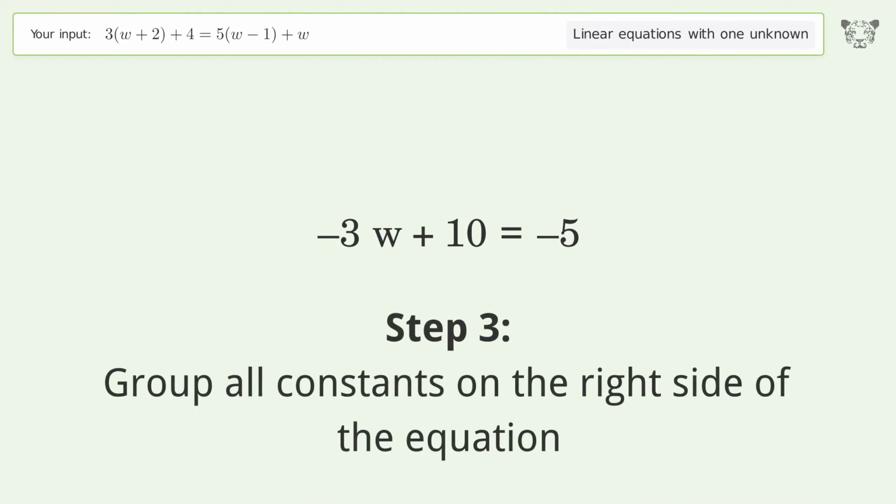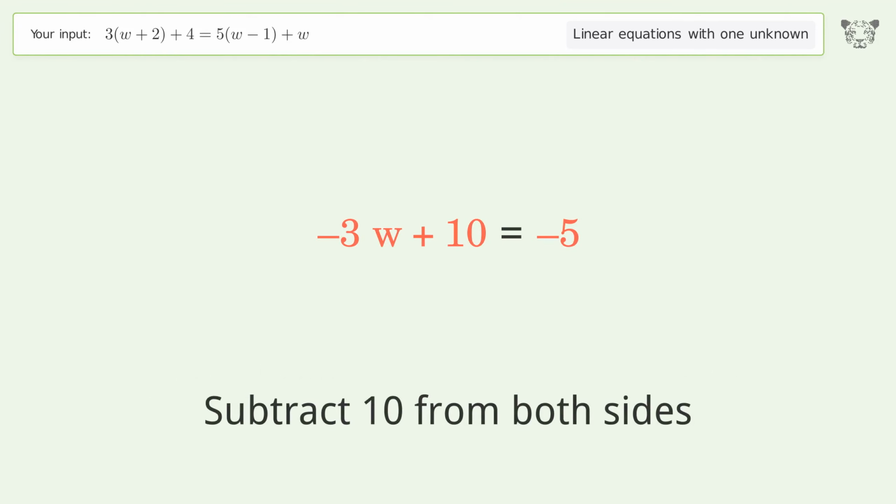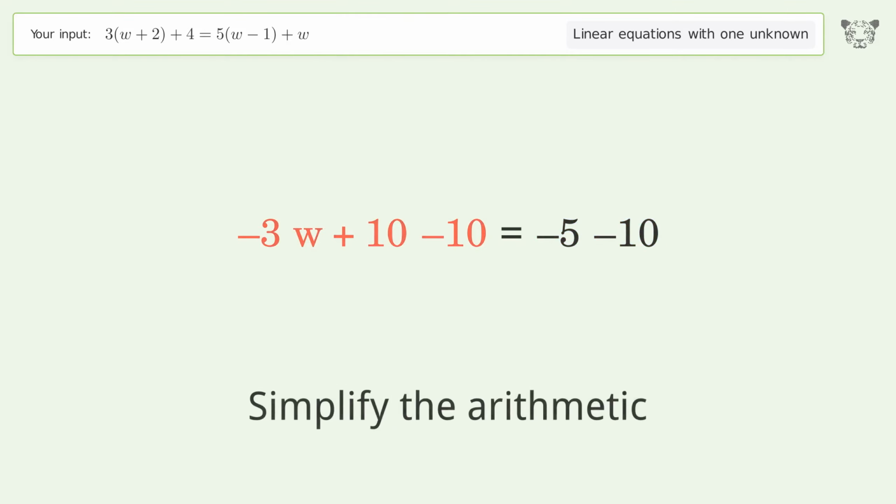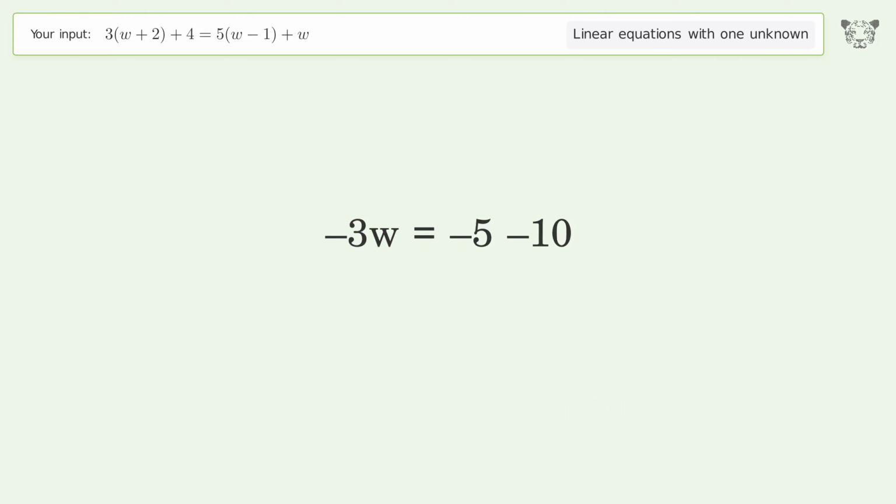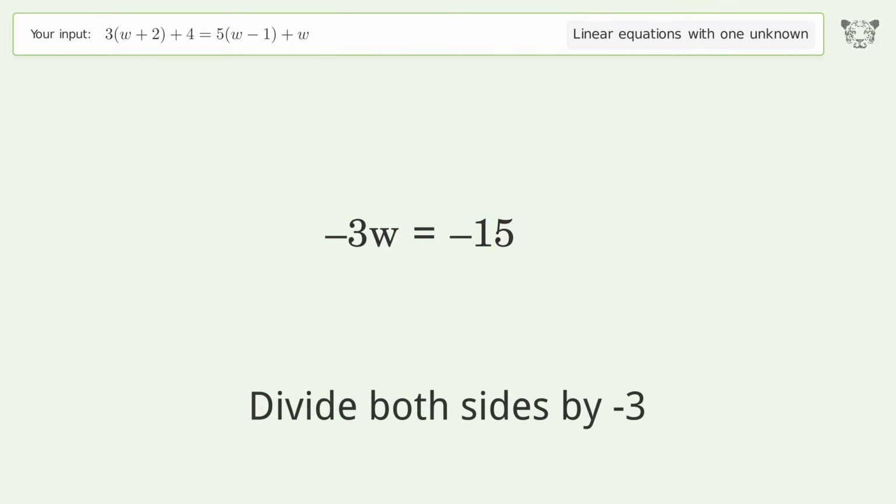Group all constants on the right side of the equation. Subtract 10 from both sides. Simplify the arithmetic. Isolate the w. Divide both sides by -3.